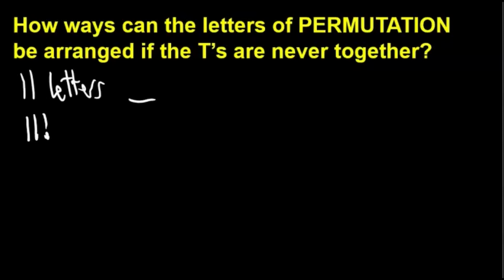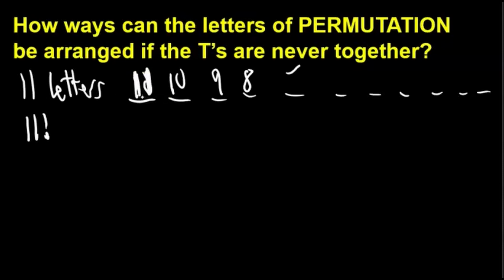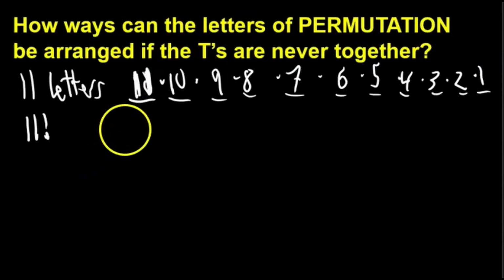Say we have 11 spots here. For this first spot, we have a choice of 11 letters. After we've chosen one, we have 10 letters to choose from, then 9, then 8, then 7, 6, 5, 4, 3, 2, 1. And if you multiply that all together, that's the number of permutations of 11 letters, which is 11 factorial here. 11 times 10 times 9 times 8.